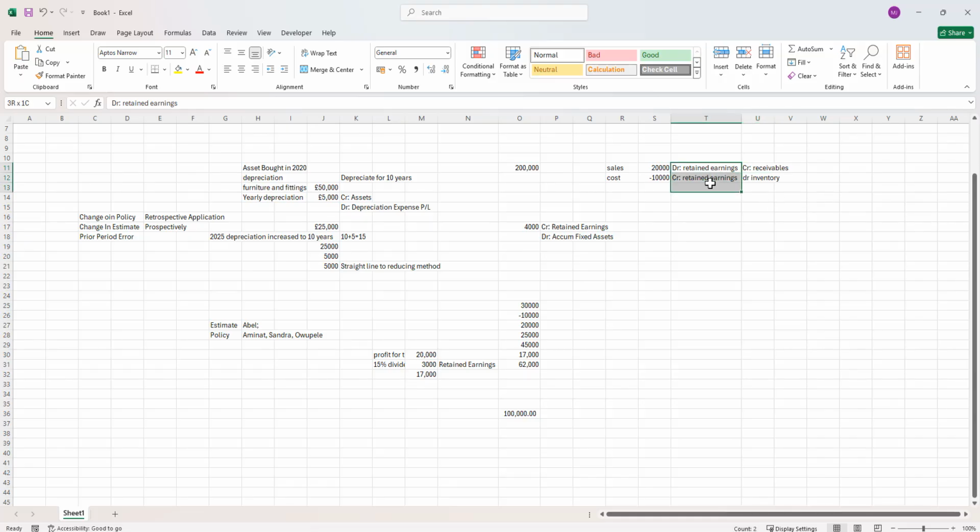And then anything P and L, we treat by going to retained earnings straight. That's a shortcut: anything P and L, go straight to retained earnings. Is that okay? Is that all right?